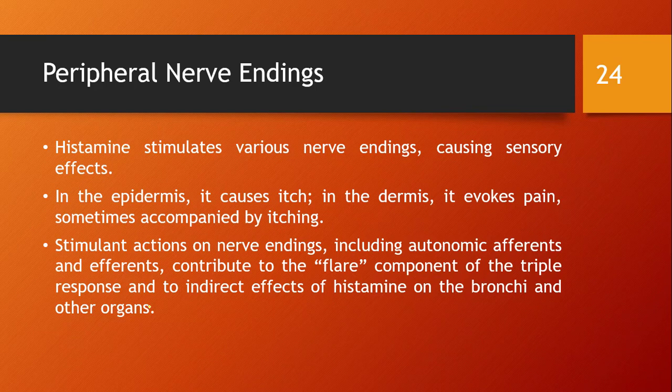Now, the peripheral nerve endings: what effect does histamine have on these? Histamine stimulates various nerve endings, thus causing sensory effects. In the epidermis, it causes itch. In the dermis, it evokes pain, sometimes accompanied by itching. The stimulant actions on nerve endings, which include autonomic afferents and efferents, contribute to the flare component of the triple response and to the indirect effects of histamine on the bronchi and other organs.